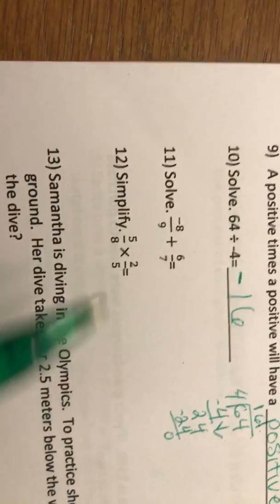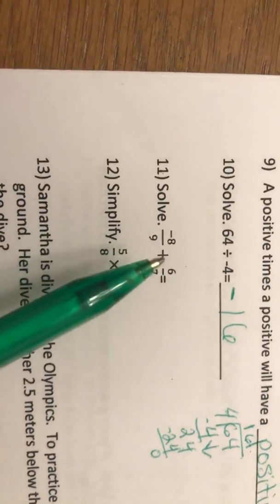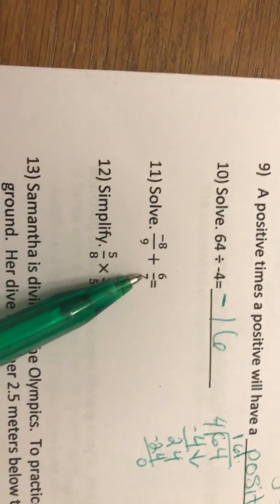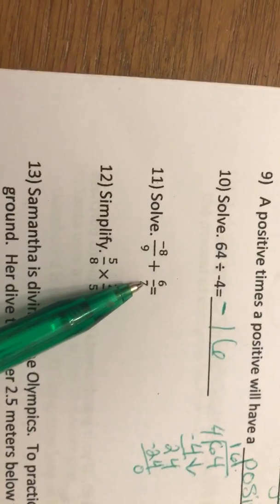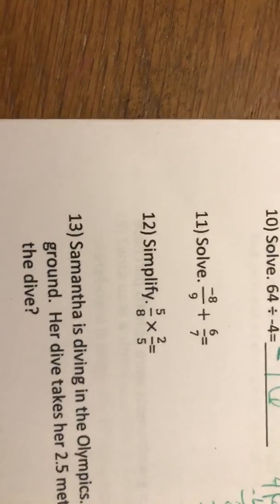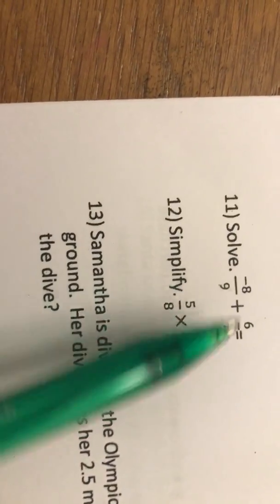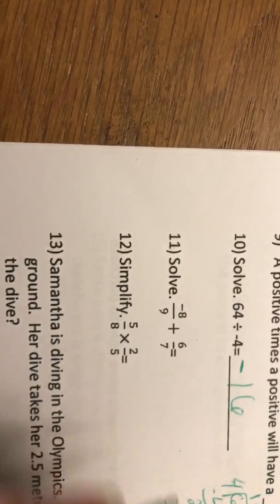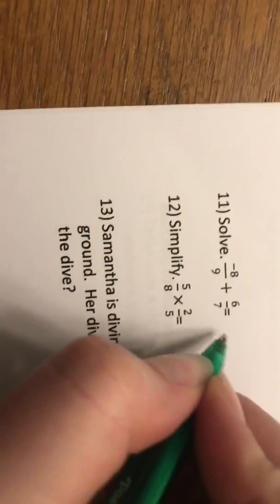In number 11, we have 2 fractions and we need to add them. When we add our fractions, the first thing we need to do is find a common denominator. The easiest way to do that is to multiply the denominators together. 9 times 7 is 63.